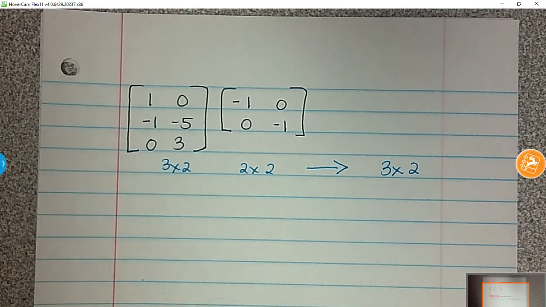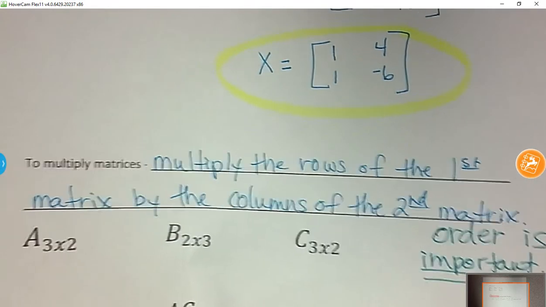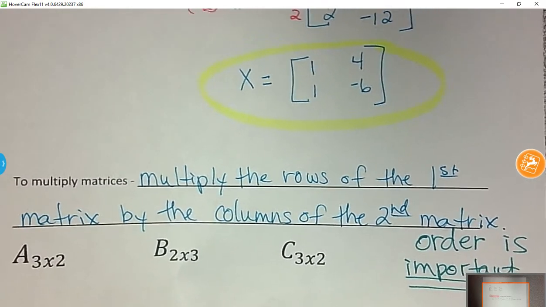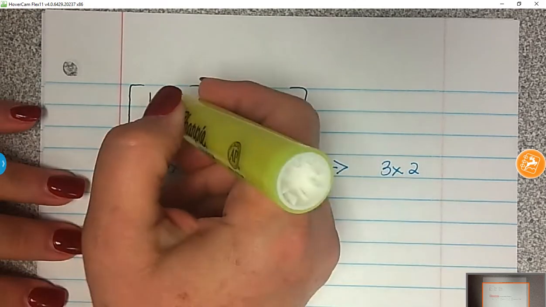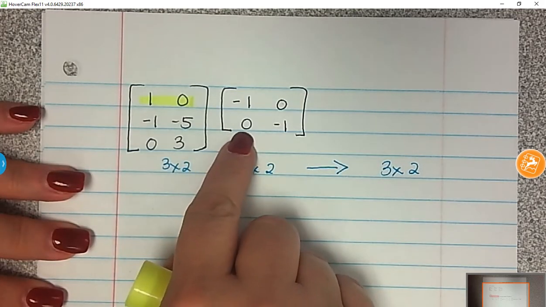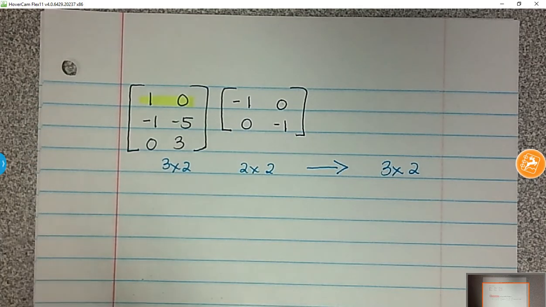And if you'll remember, over here on this other page, we said you're going to multiply the rows of the first matrix by the columns of the second matrix. So here's what we've got to do. I've got to multiply, start out with this row getting multiplied by this column and then eventually by this column.